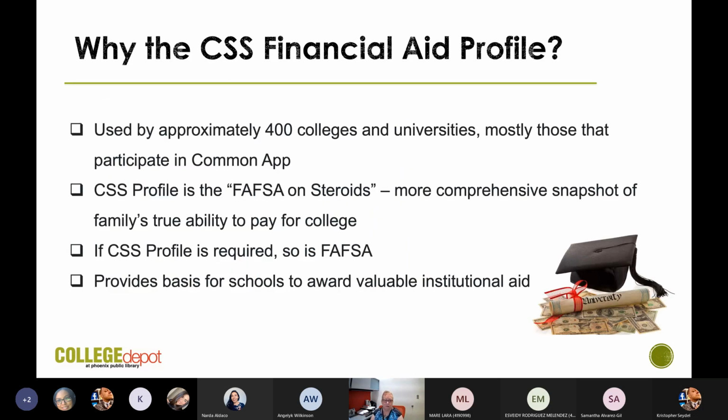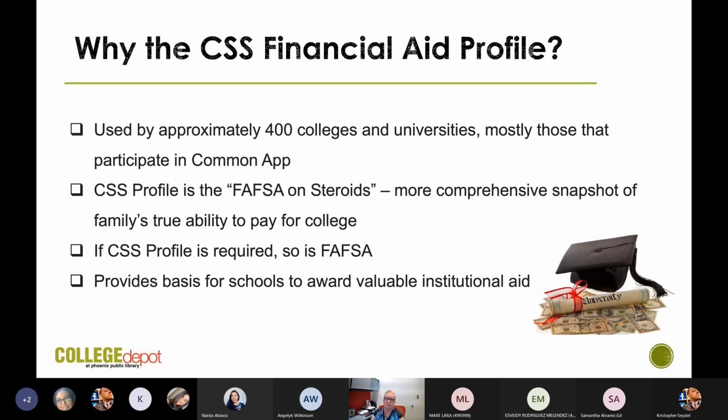I want to tell you why you're doing this exercise today. Why do you have to do the CSS financial aid profile? Approximately 400 colleges and universities, mostly the ones that participate in the common application, also use the CSS financial aid profile to give them a bigger and better picture of your family's income situation and ability to pay for college. These schools that use the CSS profile have a lot of money in private endowment and institutional funds that they are anxious to give away to needy students.